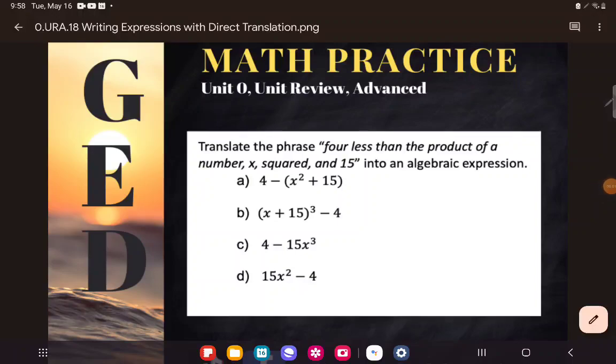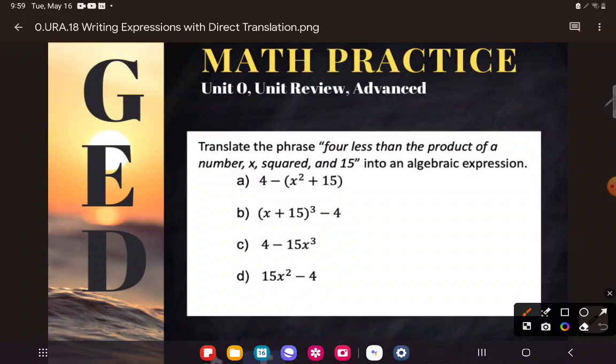Let's try some direct translation, you guys. We are going to take some English phrases and directly translate them into the language of algebra, our language of symbols. So directions say, translate the phrase for less than the product of a number x squared and 15. Woo, lots of the language we've been using here. Lots of our basic operations vocabulary showing up in this kind of challenging example.